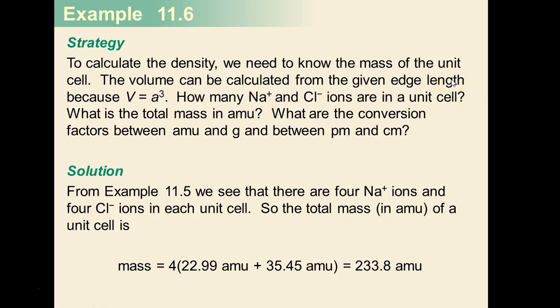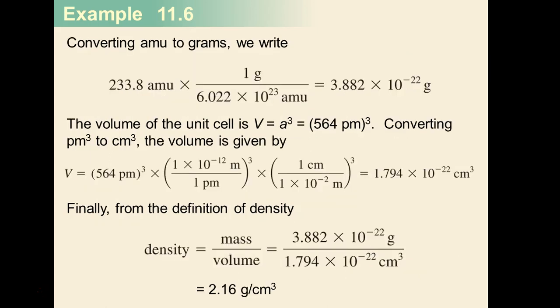How many Na and Cl ions are in a unit cell? And what is the total mass in AMU? So we see that there are 4 sodium atoms and 4 chloride atoms. So there's 4 times the mass in atomic mass units of sodium ions, and 4 times the atomic mass units of chloride ions. There is this many atomic mass units in each unit cell. If we divide atomic mass units by Avogadro's number, we can convert AMUs to grams. So we have that many grams in a unit cell.